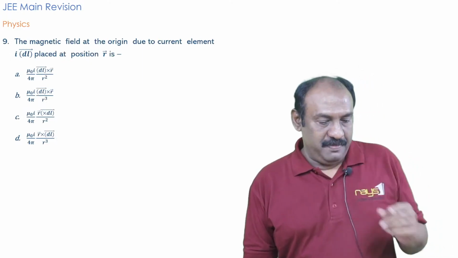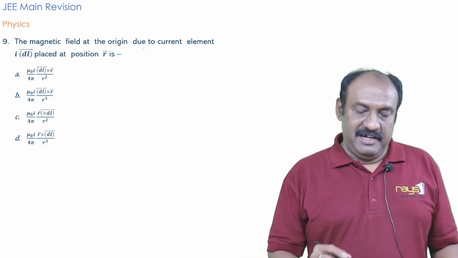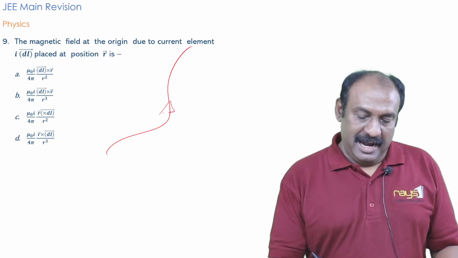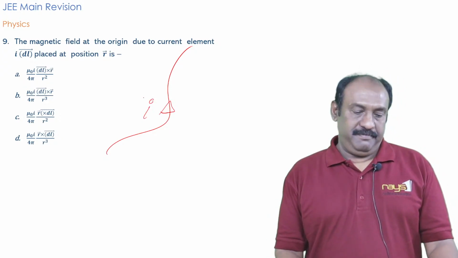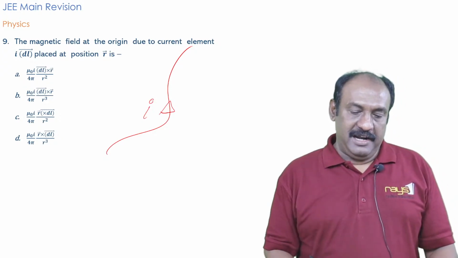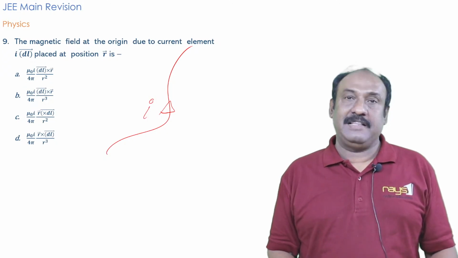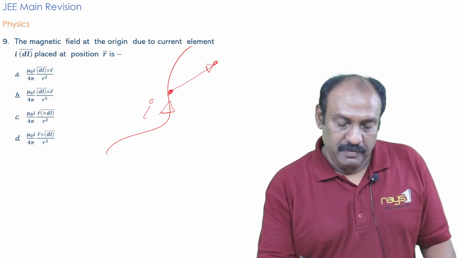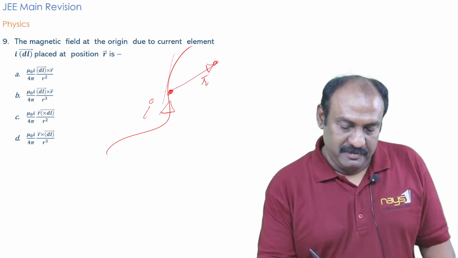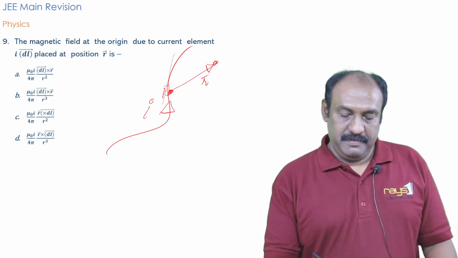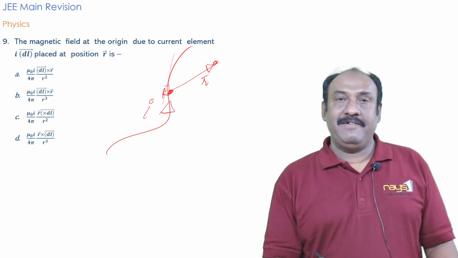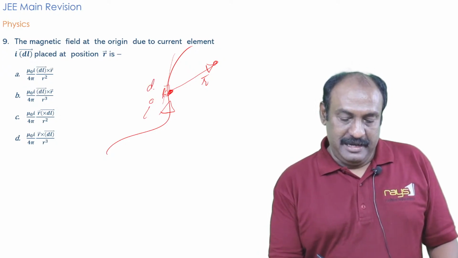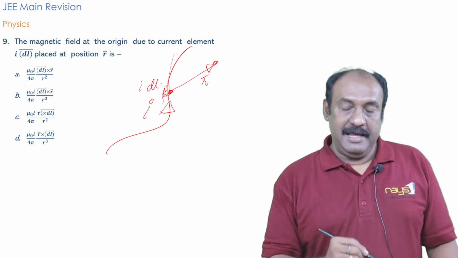Question number 9. The magnetic field at the origin due to a current element placed at position R bar. Suppose this is an uneven conductor carrying current. Here this is the origin, and at this point we want the magnetic field. This is the position vector, and this is the current element of the uneven conductor carrying current I. Consider one of the current elements, I dL bar.